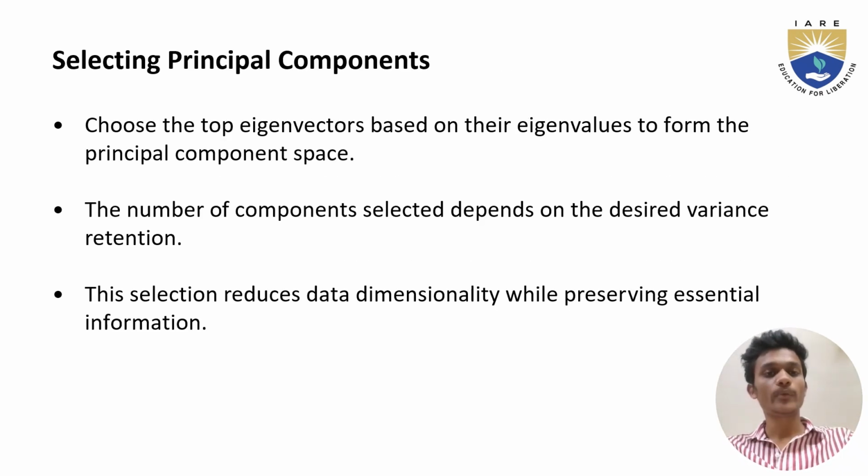Selecting principal components. Choose the top eigenvectors based on their eigenvalues to form the principal component space. The number of components selected depends on the desired variance retention. This selection reduces data dimensionality while preserving essential information.